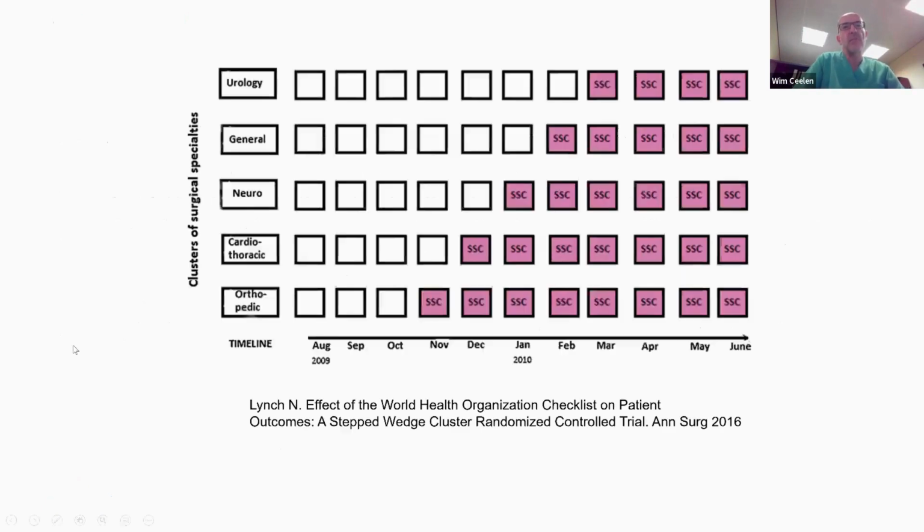And a specific example, which is shown here, was the implementation of the WHO checklist before embarking on a surgical procedure. This was done using a stepped wedge design, cluster randomized design. And you can see here that in the course of time, all the wards implemented the WHO checklist.